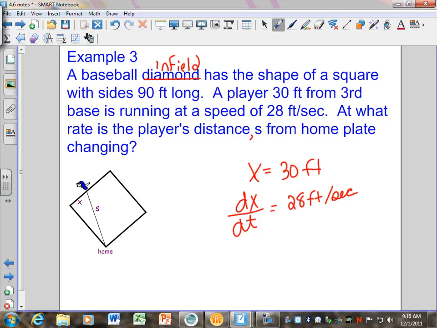What else do we know? S is the distance from home plate. Actually, we're not trying to find S. What are we trying to find? We're trying to find the rate that's changing. Do you agree with that? So we're going to leave that blank right now. ds over dt is actually what our answer is going to be. Find the rate that the player's distance is changing.